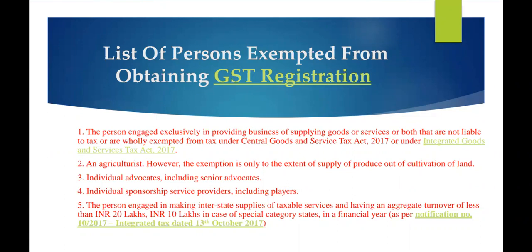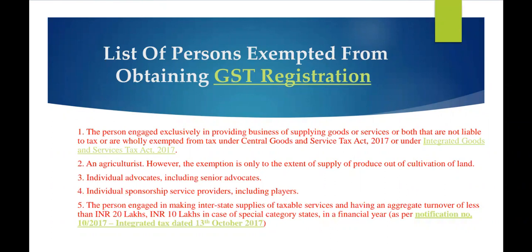Individual sponsorship service providers, including for players, right? If any person is providing sponsorship for some events, functions or services, including for players who are playing particular games, whether it is cricket, hockey, or whichever tournament you are playing, whatever amount is sponsored is totally exempted from paying tax.